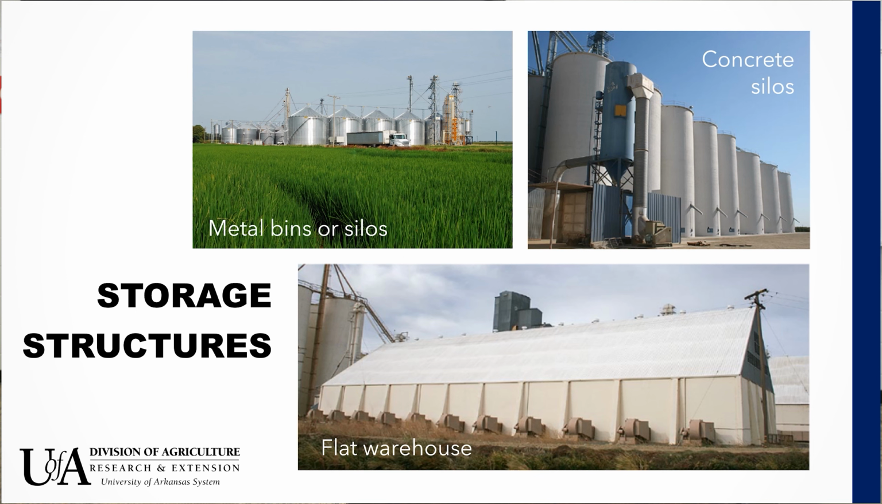Then, in addition to metal bins, we could also have concrete bins. Again, this may also vary in size and they vary in cost of erection as well. Now, there are cases where we might be able to store rice in flat warehouses. This is not a common practice, especially in the Mid-South regions, primarily because our temperatures and our relative humidities are not very friendly, and the insect burden and so forth are not very friendly for this kind of system. They require significant aeration needs.